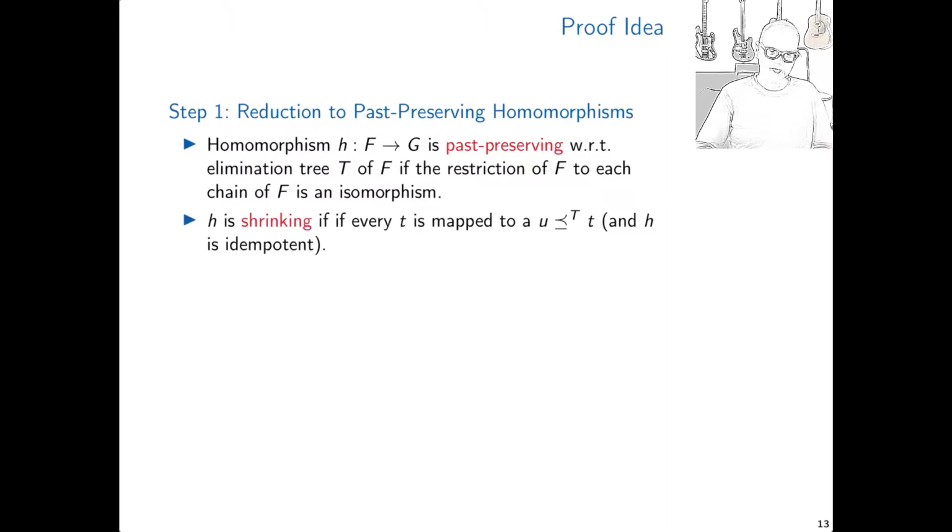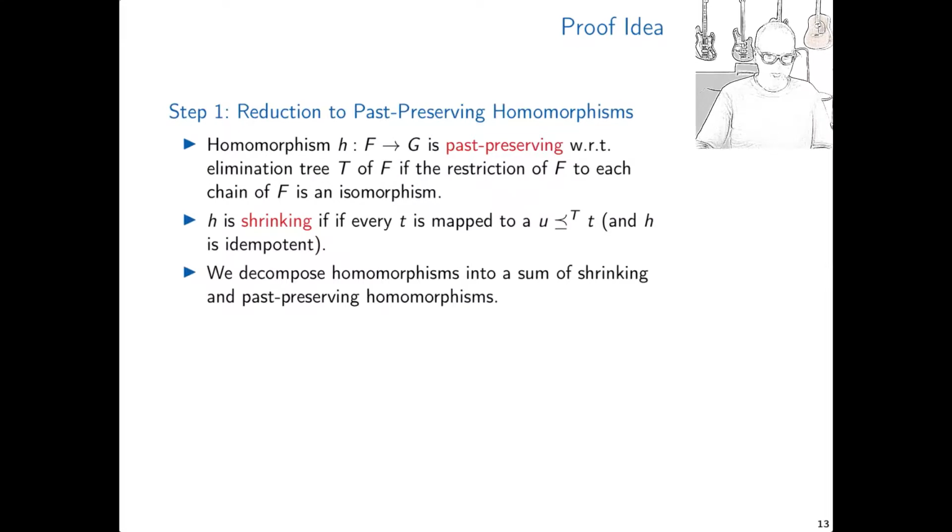And then we introduce a second form of homomorphisms, which are shrinking homomorphisms. And these are, in a way, precisely orthogonal to the path-preserving homomorphisms. There, every element has to be mapped to a predecessor. And there's an additional technical condition: the shrinking homomorphism has to be idempotent. So if I apply it twice, I don't obtain anything new.